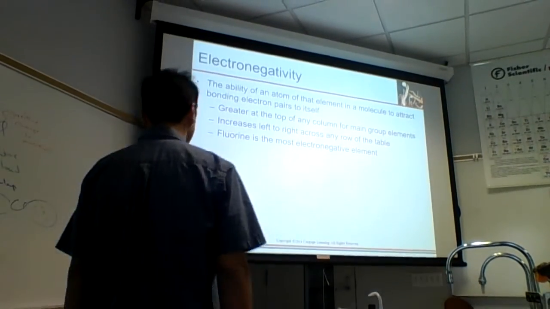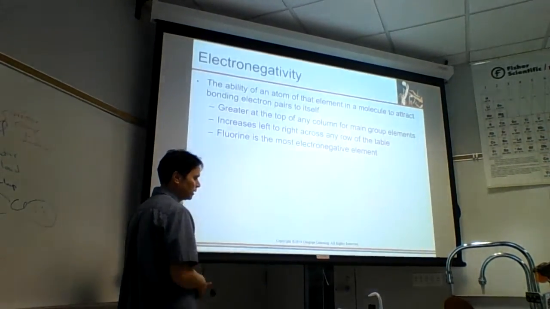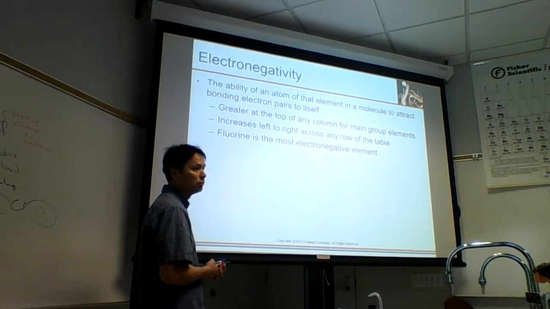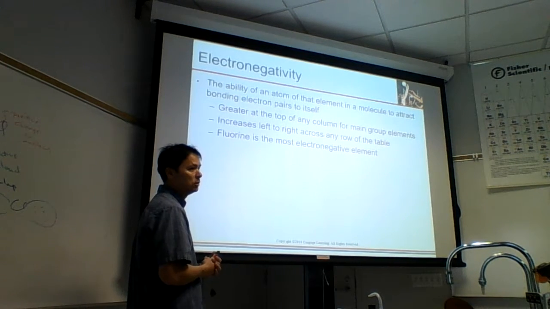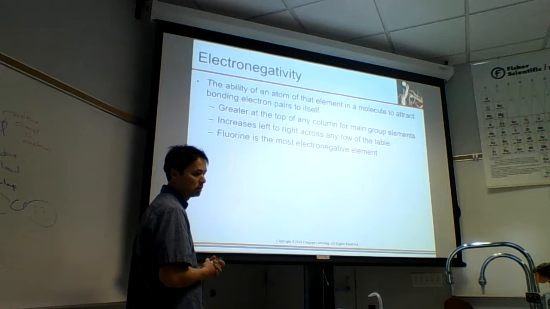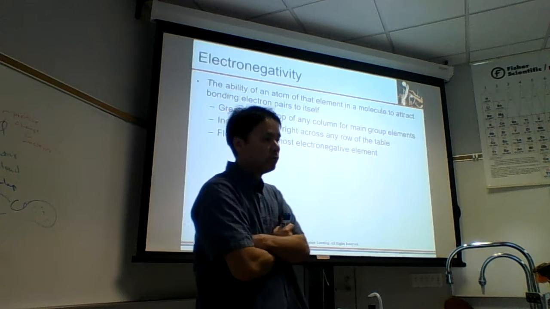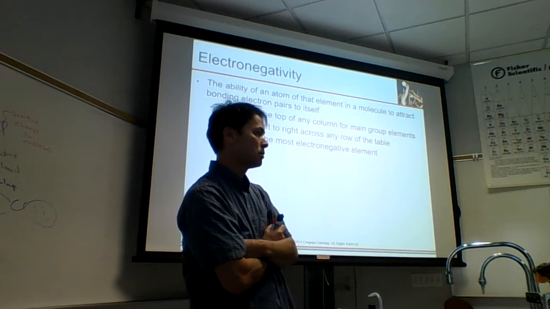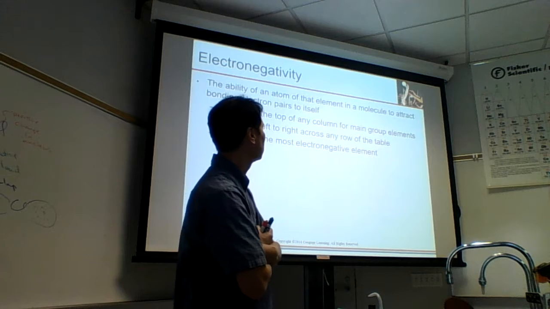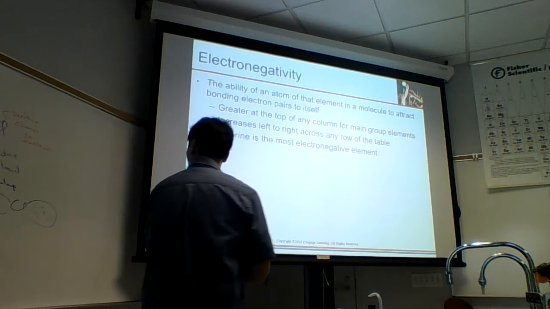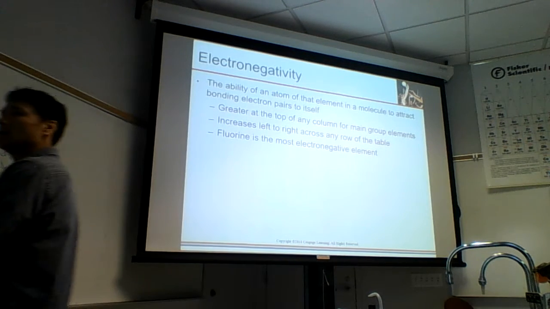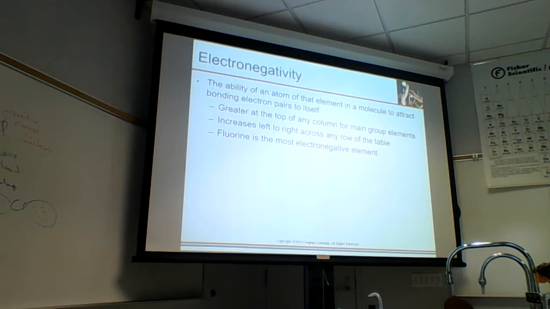So if we're looking at tug of war rankings, electronegativity would be the tug of war ranking. Do you know who would be the strongest element? Fluorine. Fluorine is going to be the strongest in electronegativity. And we give it a ranking. The ranking scale goes from 0 to 4.